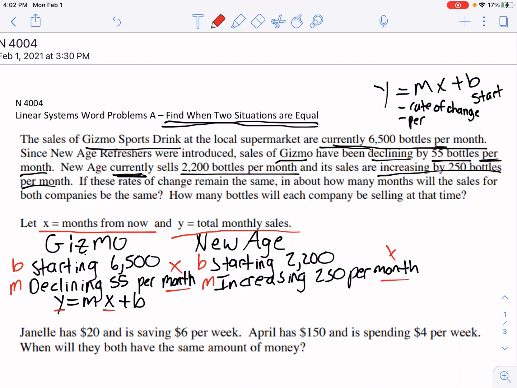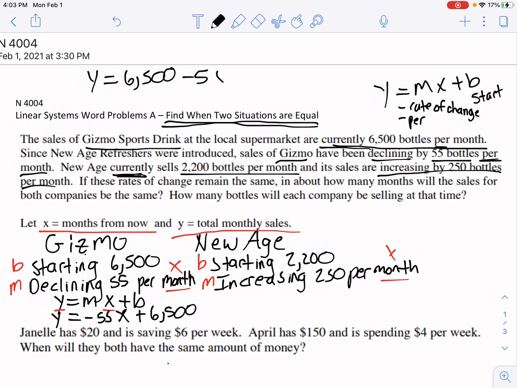So now we can put our two equations together. Writing the first equation, we have y, the total monthly sales, is equal to, what's our rate of change for Gizmo? We're declining by 55 per month. If it's going down, is that going to be a positive slope or a negative slope? Negative. So we're taking away 55 every single month. Since we don't know the number of months, we just let that be x. And then we're starting with 6,500. Now, I just want to point out to you, you could flip this around. You could say that it's y equals 6,500 minus 55x.